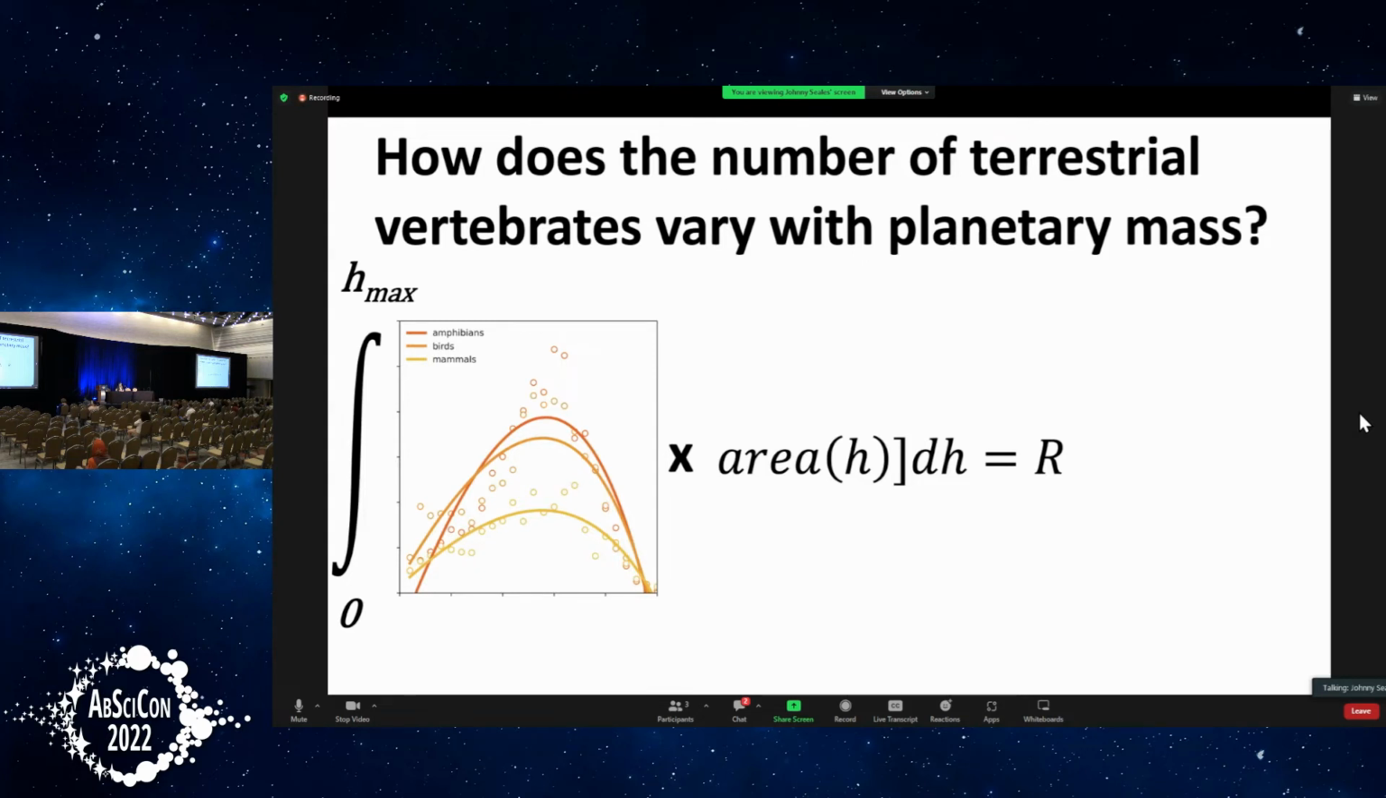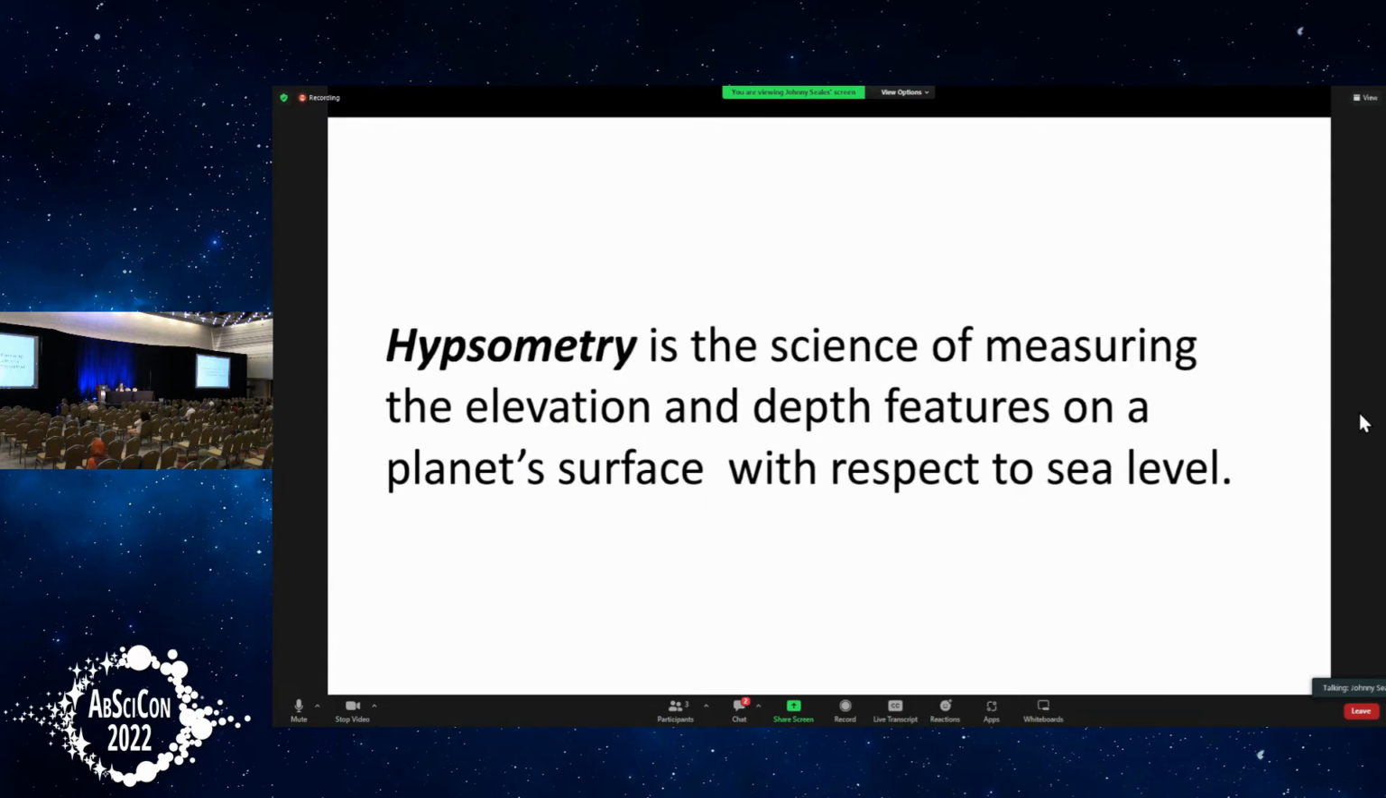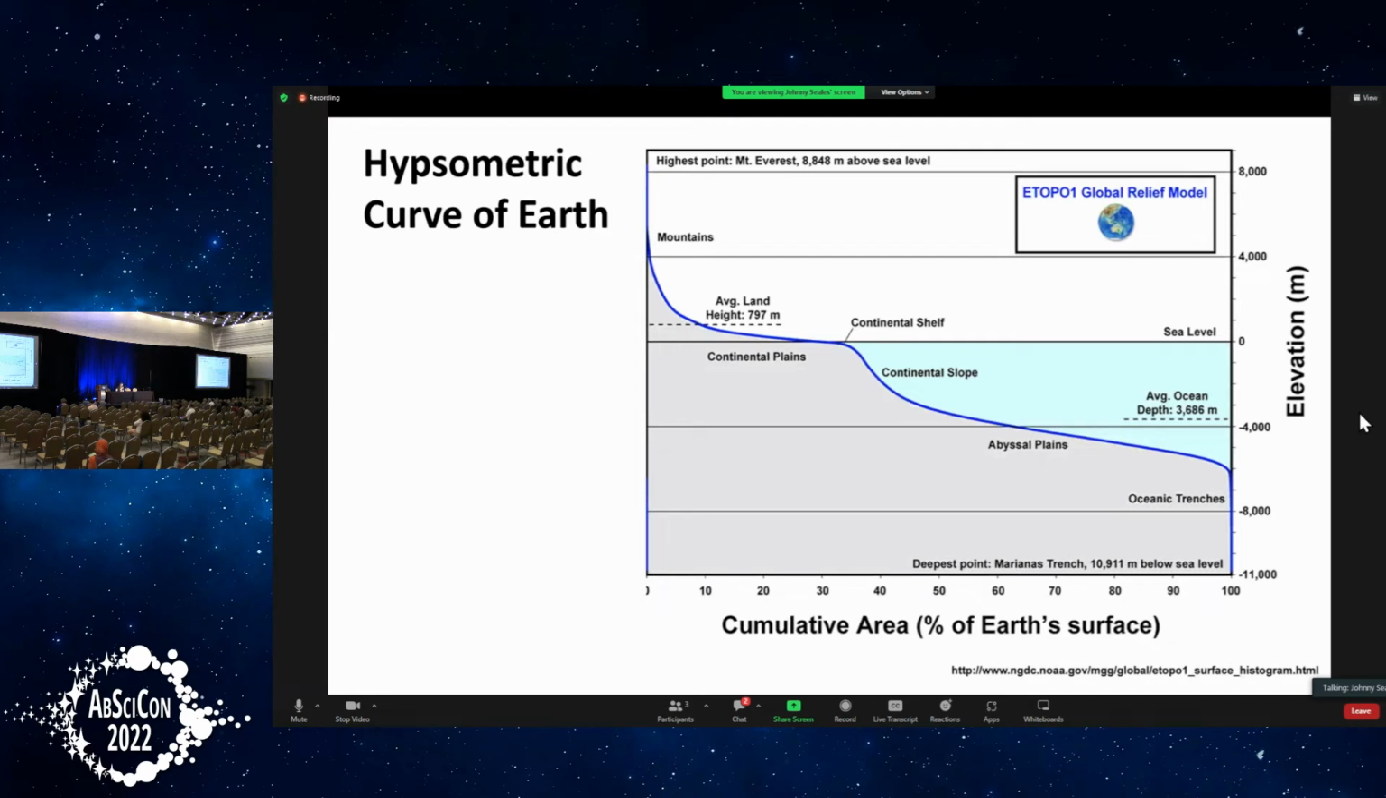And then next we can think about how is elevation going to be related to the amount of surface area that it composes on a planet. Well, this is where hypsometry comes in. And hypsometry is the science of measuring the elevation and depth features on a planet's surface with respect to sea level. If you're unfamiliar with hypsometry, here's the hypsometric curve of Earth. It's showing the cumulative area on the horizontal axis with 0 on the left and 100% on the right, and elevation on the vertical axis, showing that the deepest points are down around 10 kilometers and the highest between 7 and 8 kilometers.